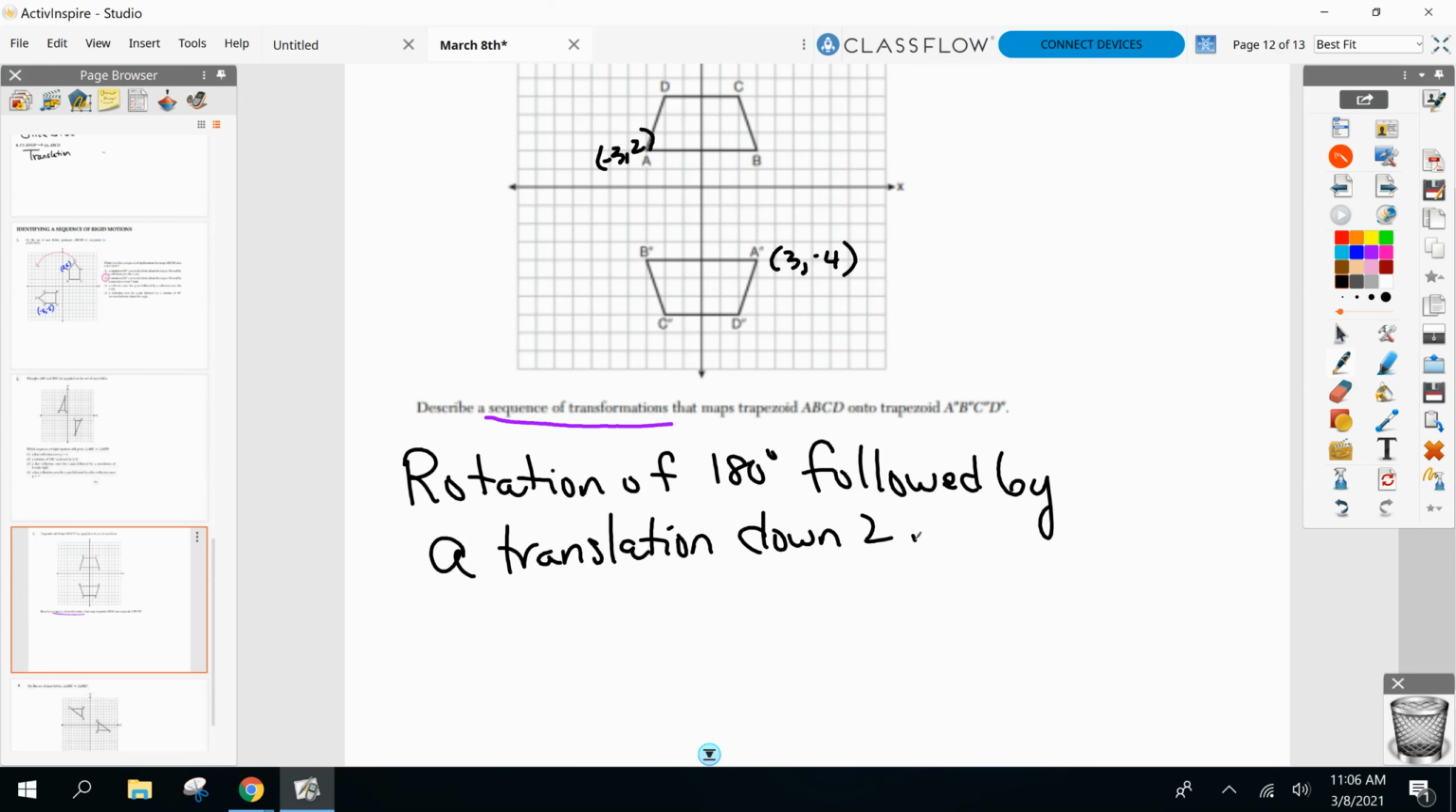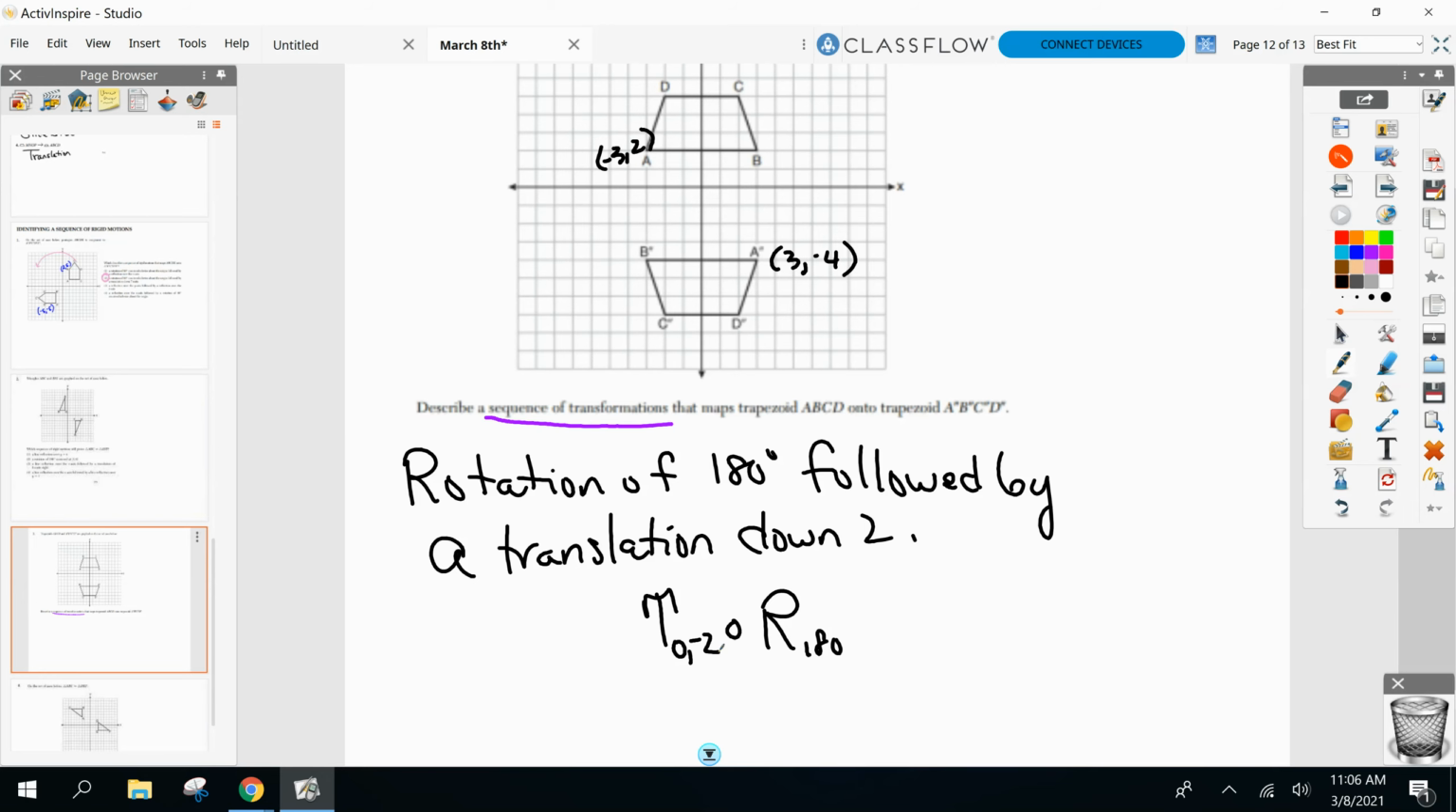If I wrote it as a composition, ready? I rotate, my composition symbol. I rotated 180 first, so that'll go to the right, followed by a translation, 0, -2. Or if you want to put that in vector notation or function notation, you could as well. And that's just my version. Are there other versions? Darn right there are. But that's where we're going towards now.